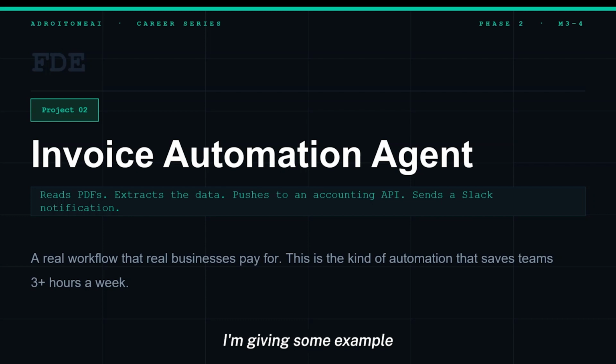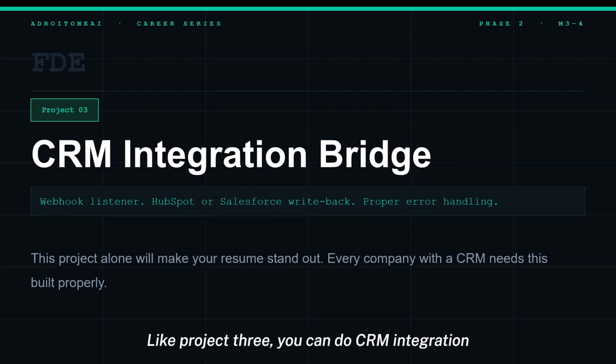Here I'm giving some examples, like an invoice automation agent. This invoice automation agent reads PDF files, extracts the data, pushes it to an accounting API, and sends a Slack notification, a real workflow that real businesses pay for. This is the kind of automation that saves teams 3 or more hours a week. Like project 3, you can do CRM integration. A CRM integration with webhook listener or Salesforce write back, proper error handling. This project alone will make your resume stand out. Every company with a CRM needs this built properly.